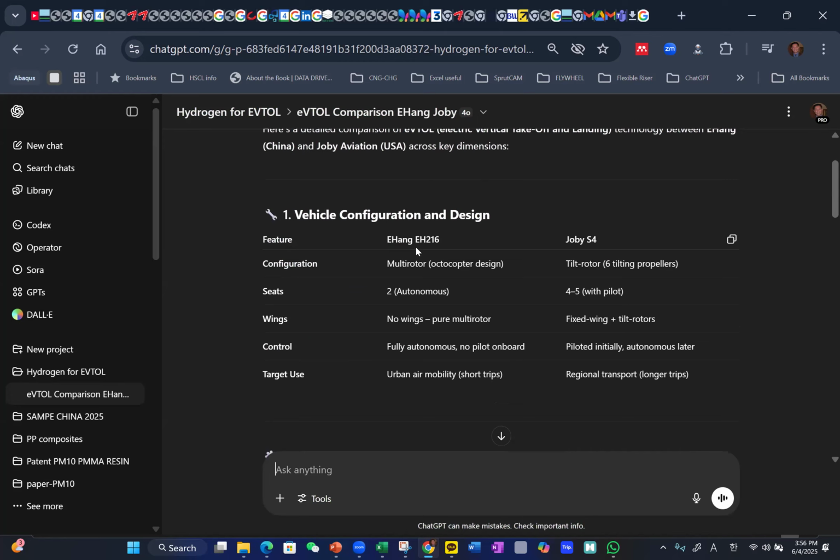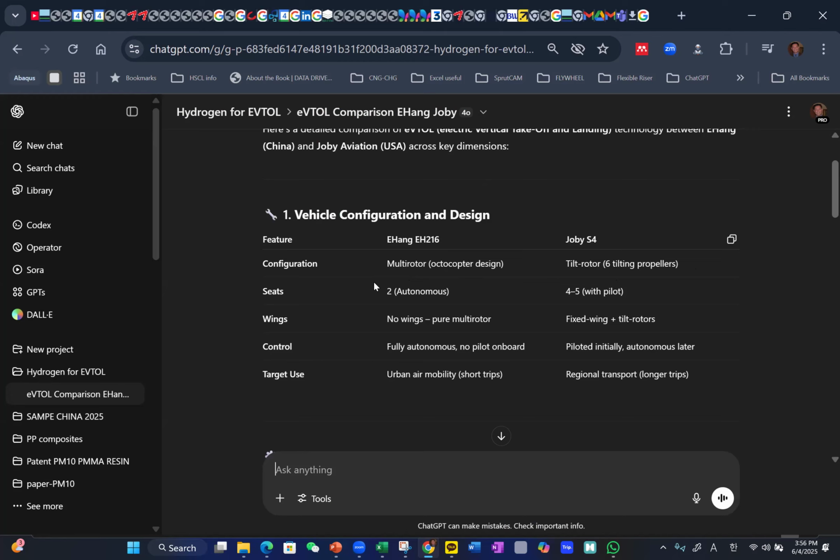So EHang, as we watched, the configuration is a multi-rotor octocopter. What does it mean? We have eight motors, eight rotor system, so we call it an octocopter design. So it is a multi-rotor. And for Joby, as you watched, the rotor can be tilted, movable from horizontal to almost vertical. So we have 6 tilting propellers.